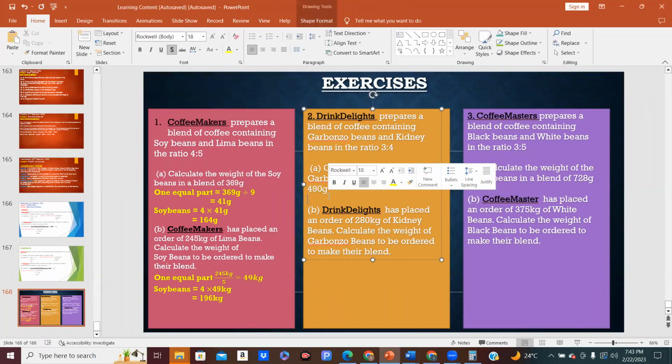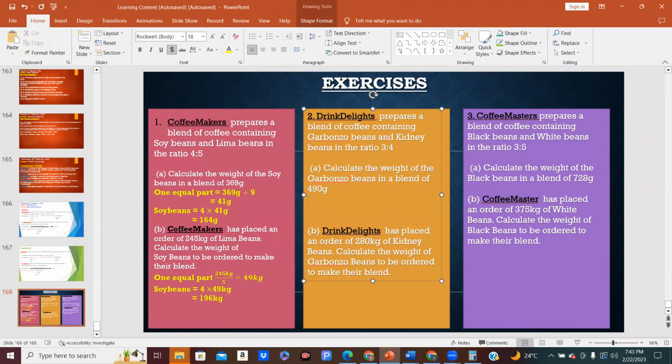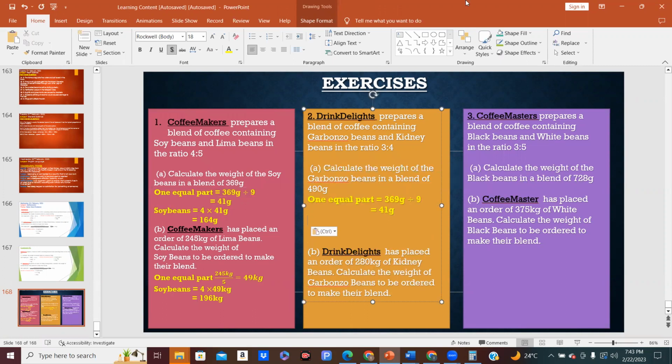Now I want Moesha. Help me out with number two, A. Okay, so for number two, A, you have defined one equal part and you have to divide 490 grams divided by 3 plus 4. But it'll be 490 grams divided by 7, which will give you 70. Very good. So one equal part is 70. So if this one equal part is 70, what is gonna be for the garbanzo beans? It will be 3 times 70 and it will give you 210. Very good. 3 times 70.